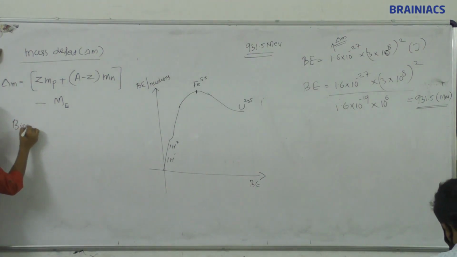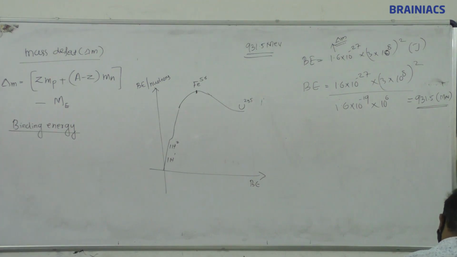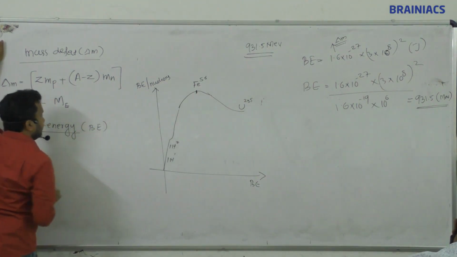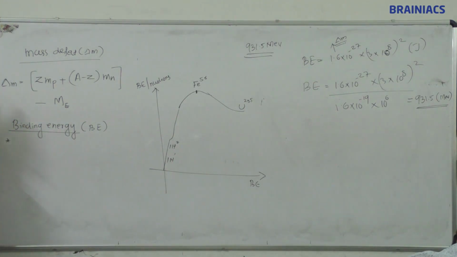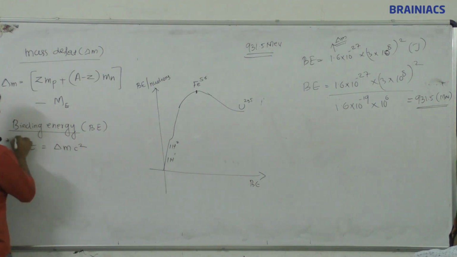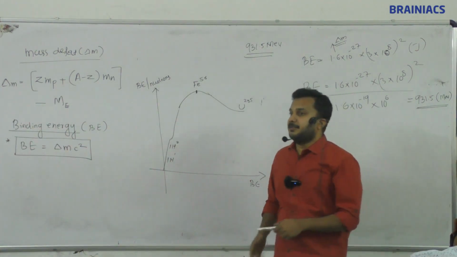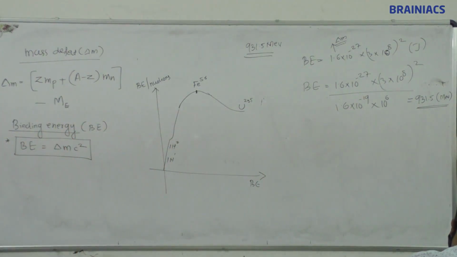Next one, binding energy, BE. There must be an energy existing between nucleons within the nucleus, and this energy is called binding energy. That is derived from the mass defect.